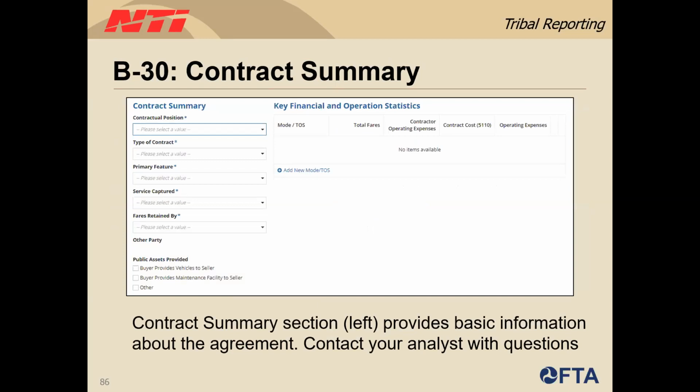Complete the contract summary section on the left side of the page. The required fields are contractual position, type of contract, primary feature, service captured, and fares retained by. There's also an optional section for you to report whether the buyer of service provides any public assets to the seller, such as vehicles or maintenance facilities. If you are unsure of how to complete any of these fields, please refer to the NTD policy manual or contact your analyst.